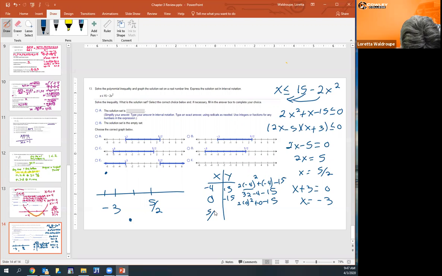And then at 5/2, whoops, I want a value bigger than 5/2. So let's say 3. 2 times 3 squared plus 3 minus 15. So 3 squared is 9. So this is 18 plus 3 is 21, minus 15 is 6. So at 3, go up above again.